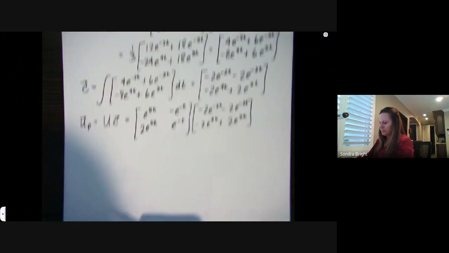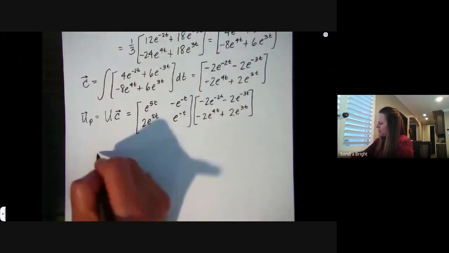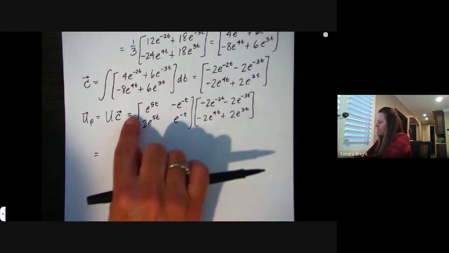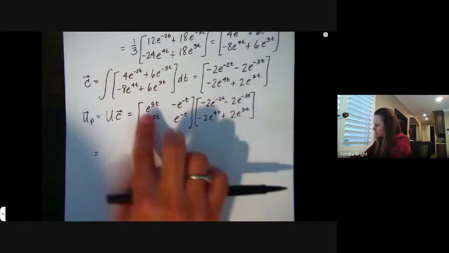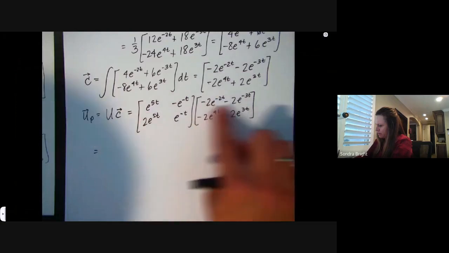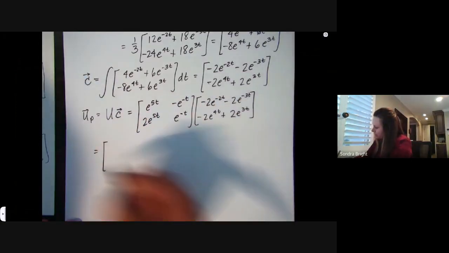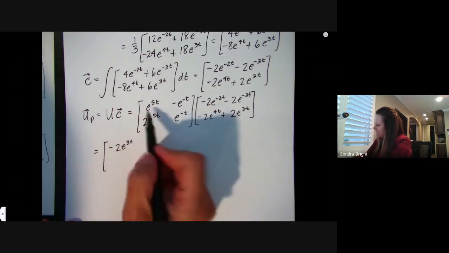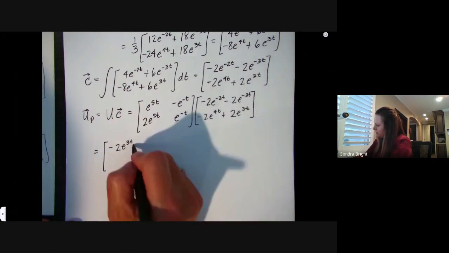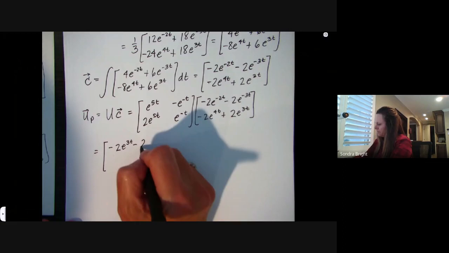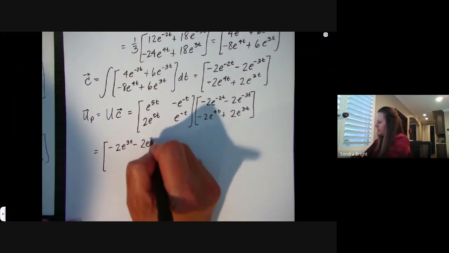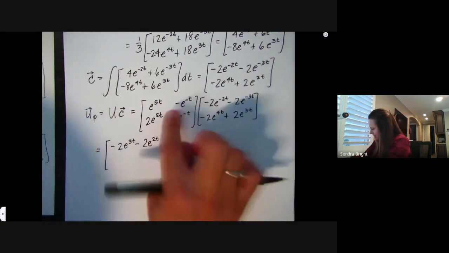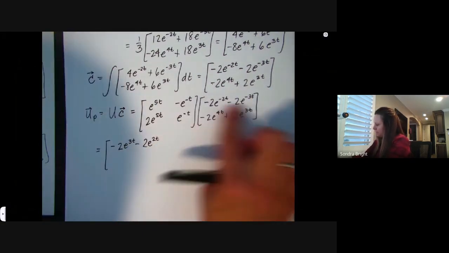Okay, so we're going to multiply these guys together. Row 1 times this column. This is 1 column. So element by element, you're going to go e to the 5t times this whole guy, which will give you negative 2e to the 3t minus 2e to the 2t. That was just first element times this guy. Now we're going to go this guy times this one, still in the same first row.